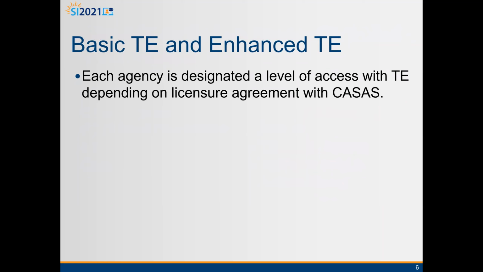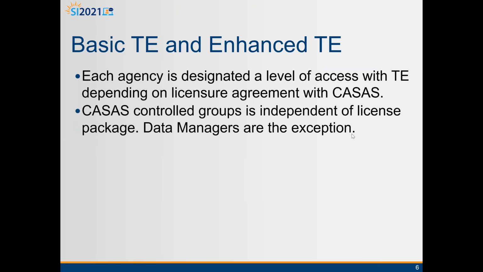In TE, there are two different package levels. So what are these levels? They're called basic and enhanced. Each agency is designated a level of access with TE, depending on licensure agreement with CASAS. CASAS-controlled groups are independent of license package. Data managers are the exception. Remember, data managers are part of the CASAS-controlled group, but they can be separated by basic or enhanced, again based on licensure agreement with CASAS.